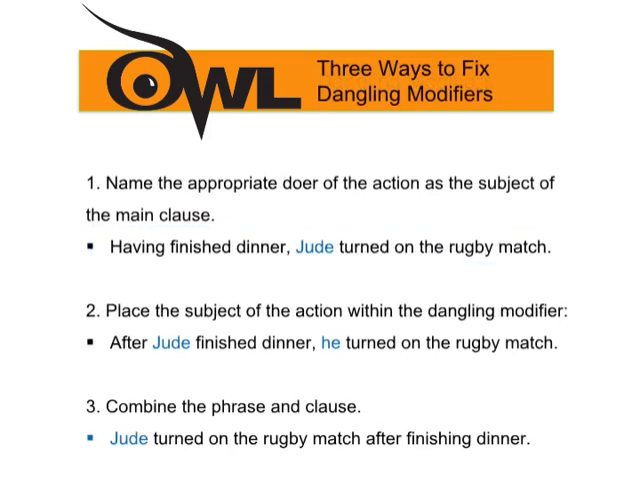Name the appropriate doer of the action as the subject of the main clause. Having finished dinner, Jude turned on the rugby match. Place the subject of the action within the dangling modifier. After Jude finished dinner, he turned on the rugby match. Combine the phrase and clause. Jude turned on the rugby match after finishing dinner.